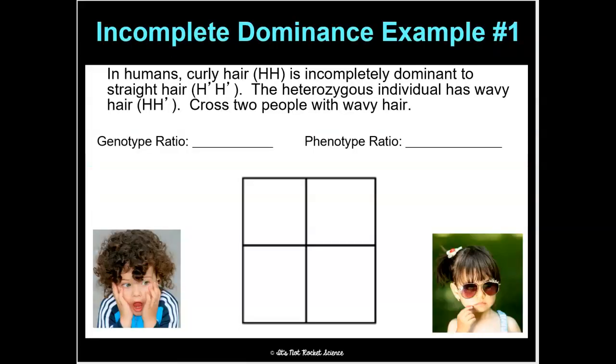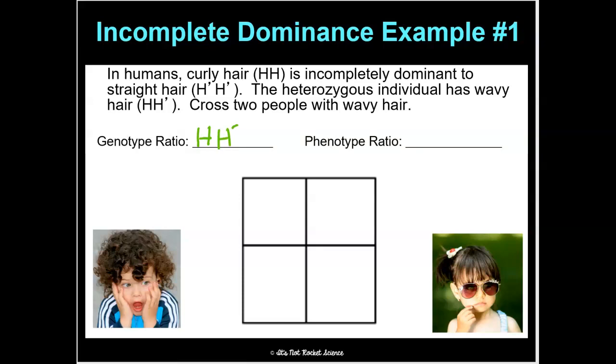All right, so let's do an example with incomplete dominance. In humans, curly hair is incompletely dominant to straight hair. Somebody mentioned that the other day when we were talking about hair. So the heterozygous individual has wavy hair, right? So you end up with something in between. So let's cross two people with wavy hair. If they have wavy hair, then they have to have one of each. So they have a curly and a straight.